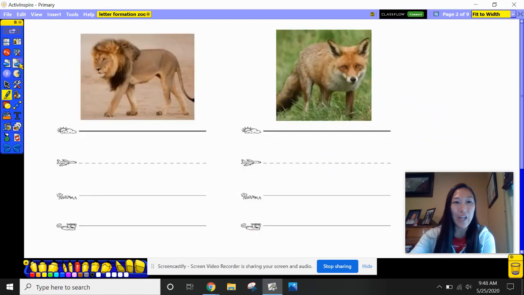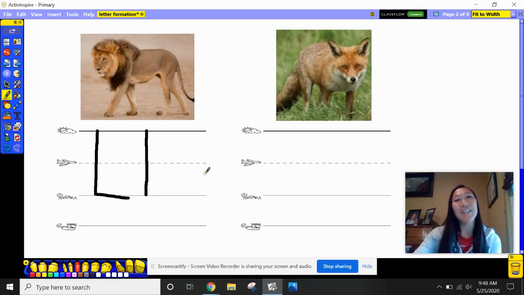So let's look at the first animal. That is a lion. Lion starts with L. So please go ahead and write your uppercase letter for L. Start at the skyline, go down to the grass line, and go across. L. Lamp. L. And then the lowercase, start on the skyline and go down to the grass line. Boom, done. Very good.